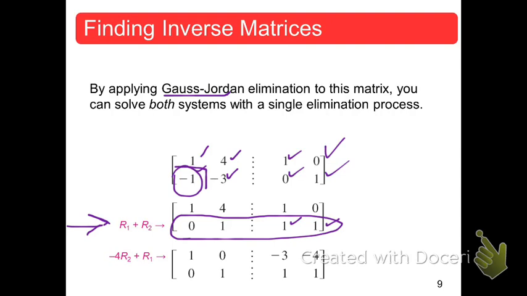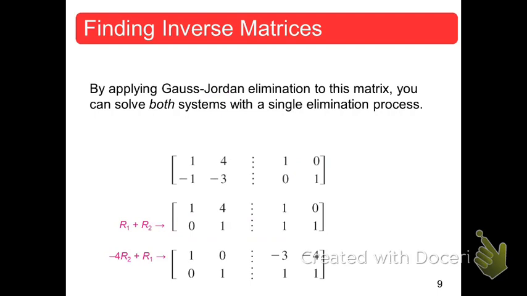Okay? And now, since we want this in reduced row echelon form, our goal is to now get rid of this 4. How can we do that? We can do -4 row 2 plus row 1. So that'll be 0 plus 1 is 1. This will become -4 plus 4 is 0. This will become -4 plus 1 is -3. And then we have -4 plus 0 is -4.